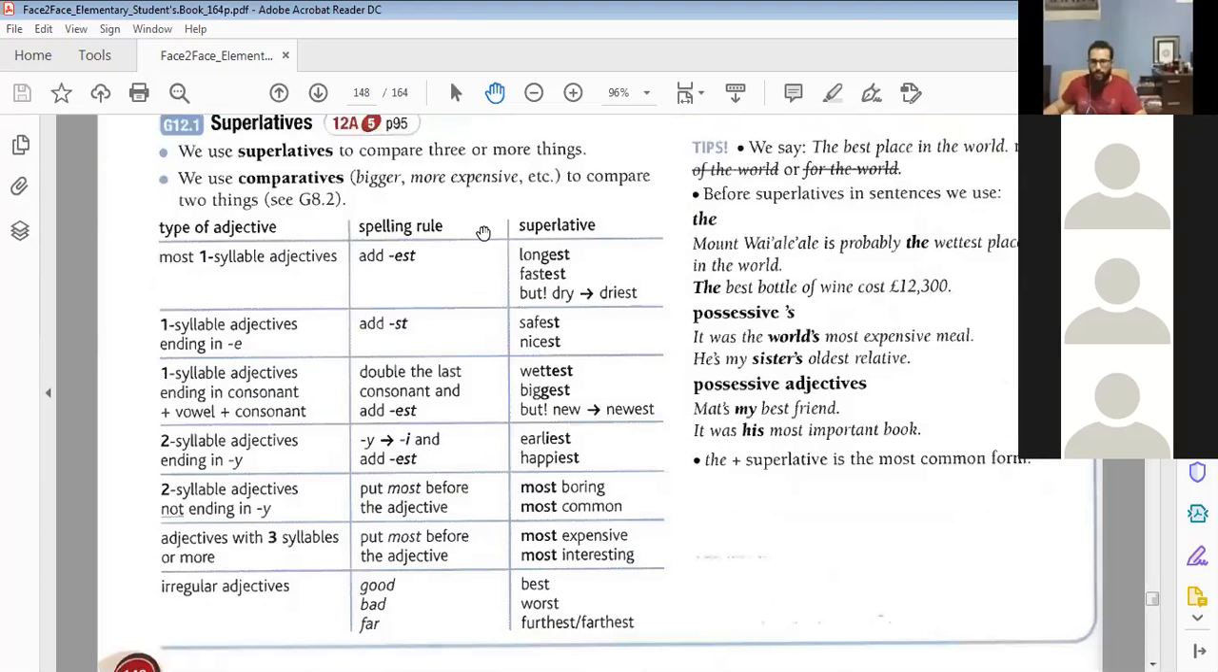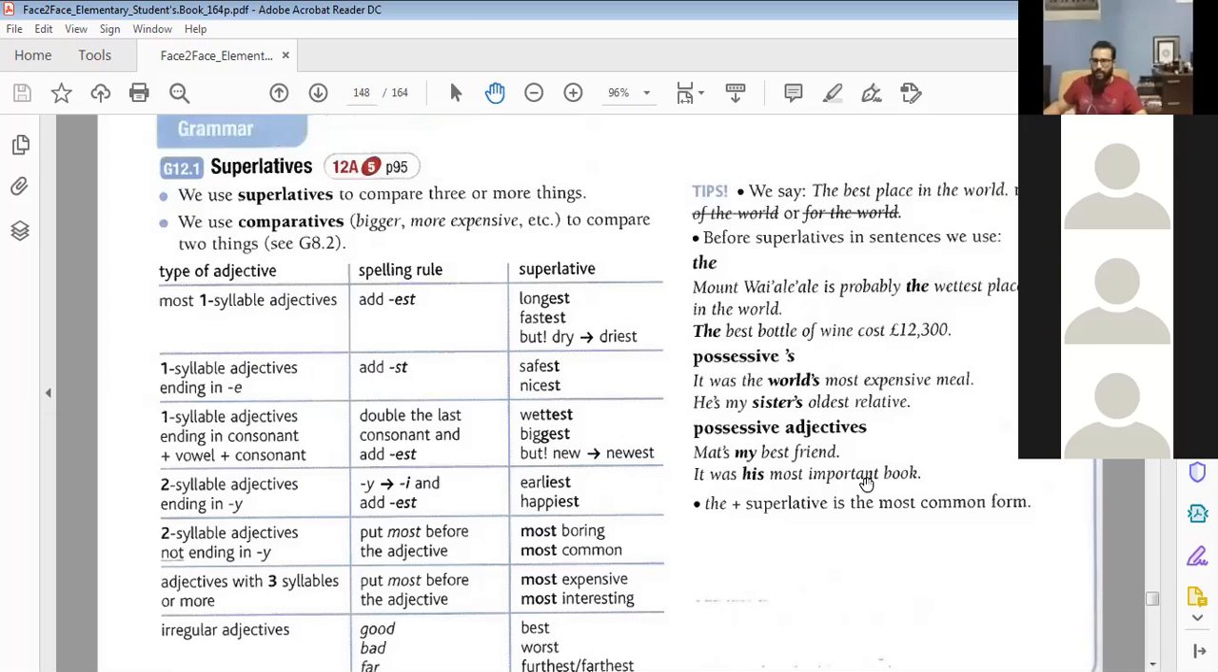Okay. Can you see the rules here? Spelling rules. هذا اللي كنا نتكلم عليه. Can you see it? So for one syllable, we add EST. Longest, fattest, fastest, right? Safest, nicest, wettest, biggest. If we have Y, earliest, happiest. And for the other ones, the long ones, we just use most. Most boring, most expensive, most interesting, most common, and so on. All right, the tips.